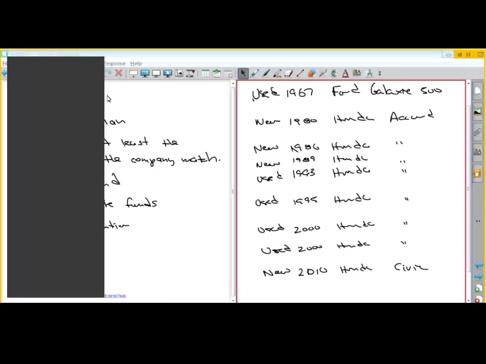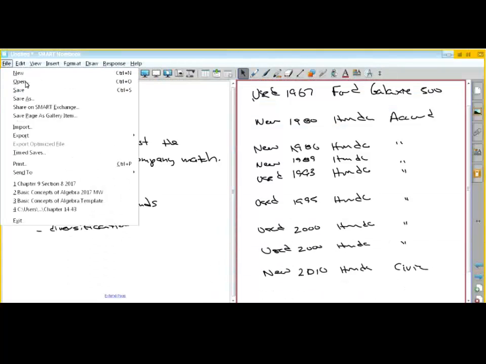Okay, so that's it for my advice. Marry somebody who's thrifty. Don't marry a spendthrift. Either way.